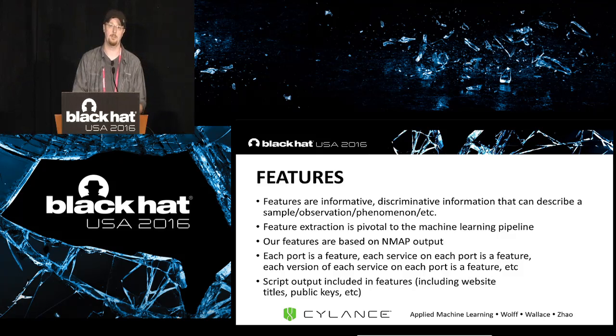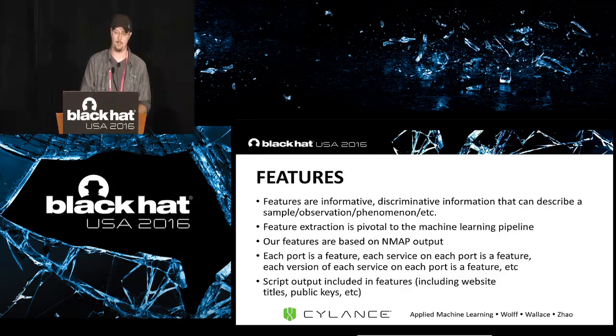Feature extraction is pivotal for machine learning, for the whole pipeline. It's also one of the more difficult parts for more advanced applications. In this case here, our features are based purely on Nmap output. So for instance, one feature would be TCP/80 is running Apache. That would be its own feature. And features are expanding further out. So TCP/80 is running HTTP, TCP/80, HTTP, Apache. So each port is a feature. We also include script output. So let's say the website title gets dumped out in a script, that ends up being a feature as well.